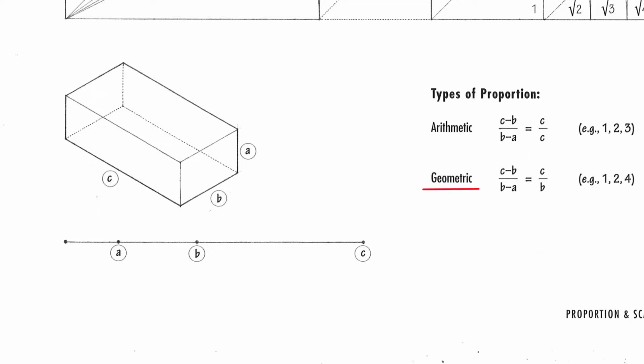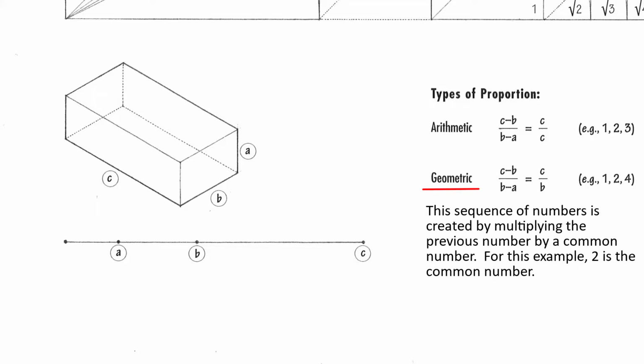Geometric proportion. This sequence of numbers is created by multiplying the previous number by a common number. For this example, 2 is the common number. 1 times 2 is 2. 2 times 2 is 4, and so on.